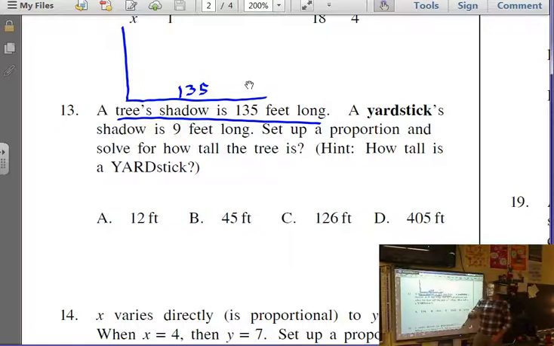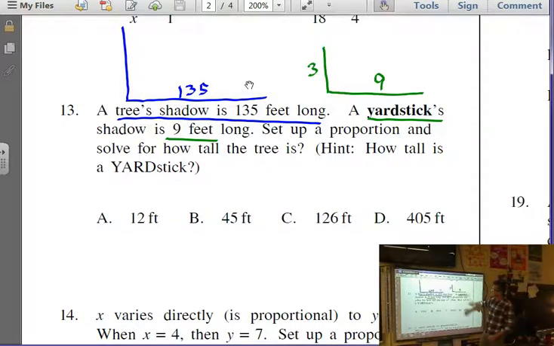And shadows can be shorter than the object or they can be longer than the object. So I don't know if this is drawn to scale. I'm just drawing a picture to get me started. What else I know is a yardstick, its shadow is 9 feet long. So a yardstick I know is 3 feet tall and its shadow is 9 feet long.